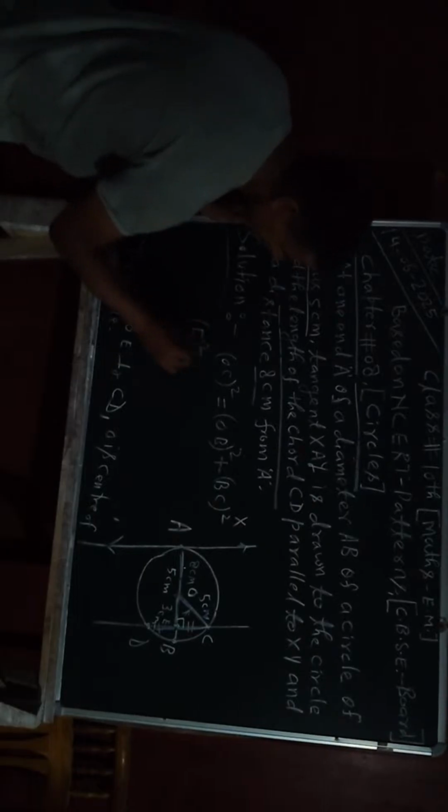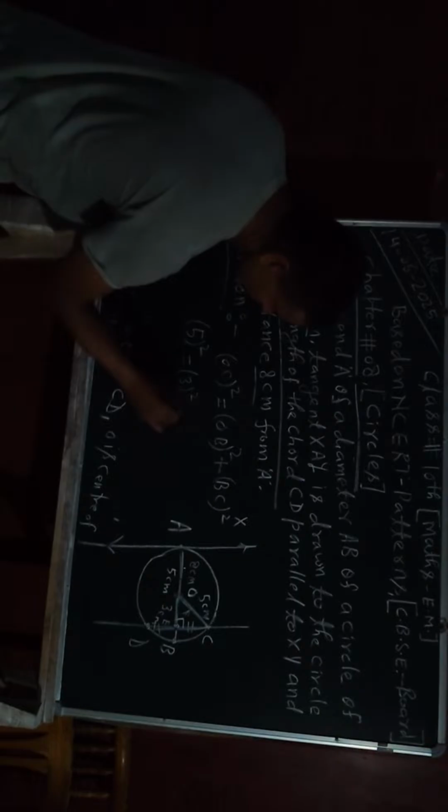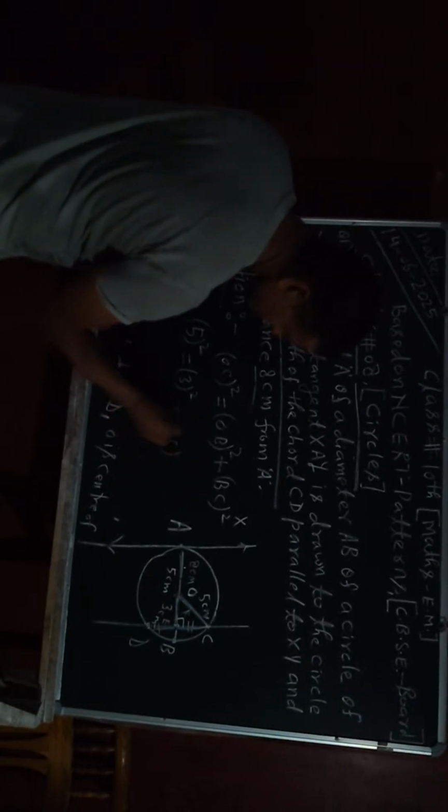So I will put here 5 cm whole square, which is equal to OB. The length of OB is 3 cm, so I will put here 3 cm whole square plus BC. I will use BC the same because we have to find the length of BC. Now further I am going to erase the below data, and after erasing, I will solve. So 5 square will be 25.